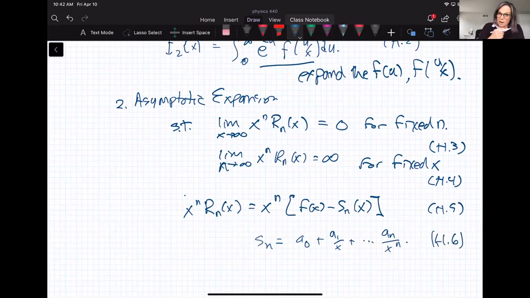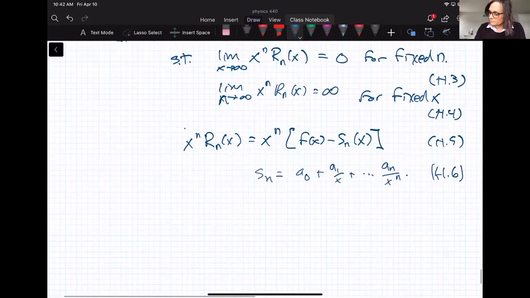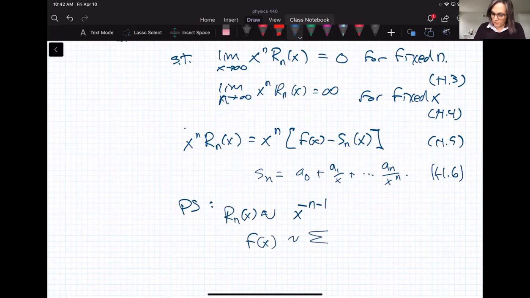So for power series, R sub n is x to the minus n minus 1, and our function that we're interested in will be the sum from 0 to infinity of a sub n x to the minus n. So that doesn't really give us a whole lot of insight at the moment, but we can consider an example. And there are actually several.